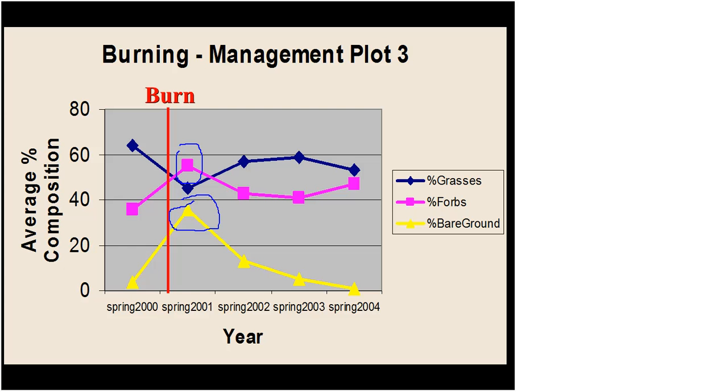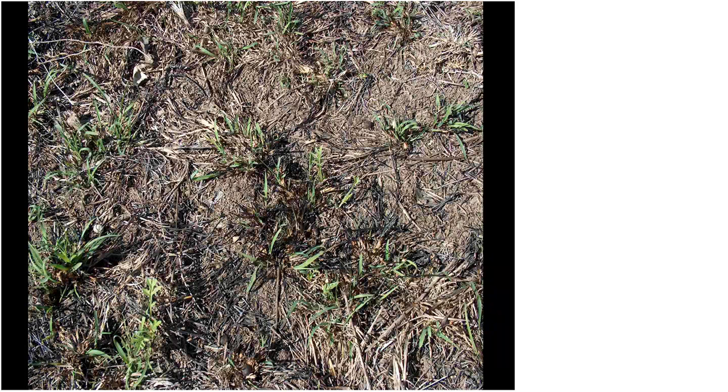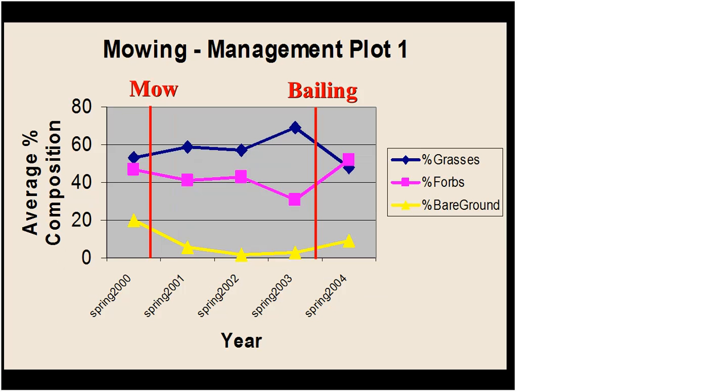Again, there's a shot after a burn, lots of bare ground for forbs to regenerate in. And at the Nature Center, they also did some work with mowing, and you can see very little response after mowing. But when they did a little bit of baling, they got some response, not like prescribed burning, but an increase in bare ground and an increase in forbs. So as opposed to mowing alone, baling can be important. Again, there's all that litter that you're trying to manage.